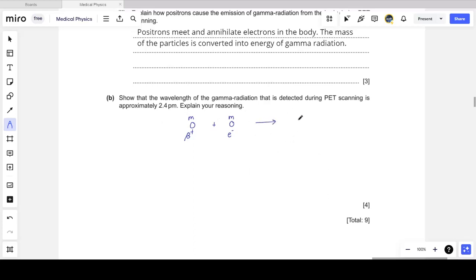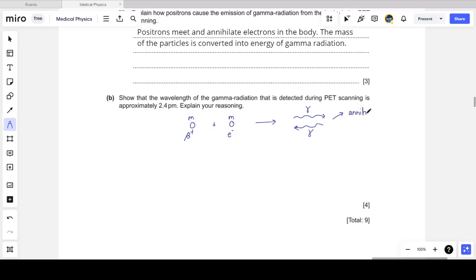When they meet, they collide, they destroy each other. And now we don't need to explain why, but we do need to include it in our calculation. Instead of one gamma ray being produced, 2 gamma rays are produced, and they move in opposite directions. They move at 180 degrees from each other, and this is to conserve momentum. But that's a different question altogether.